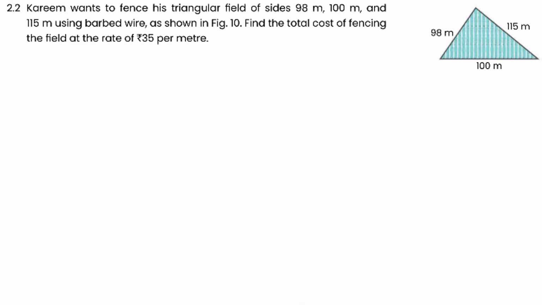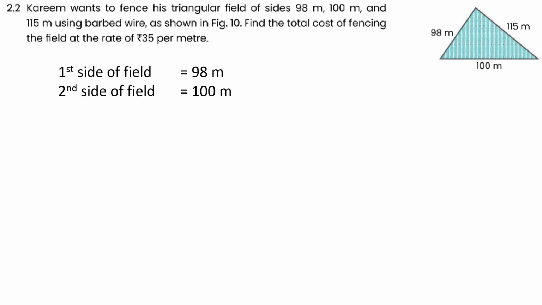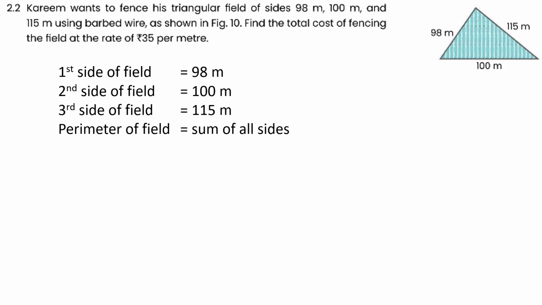Question number 2. Karina wants to fence his triangular field of sides 98 meter, 100 meter and 115 meter using barbed wire and find the total cost of the fencing, if the fencing rate is 35 rupees per meter. So here first side is given 98 meter, second side 100 meter and third is 115 meter. So for perimeter you will find the sum of all sides. When you add it, you will get 313 meter.